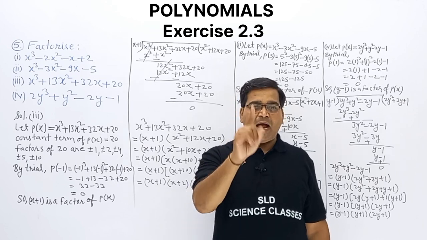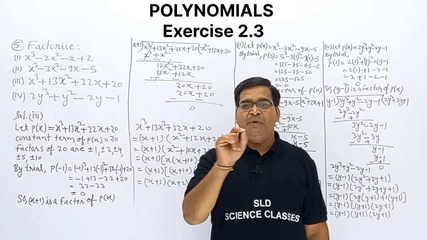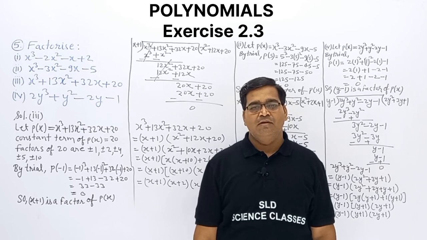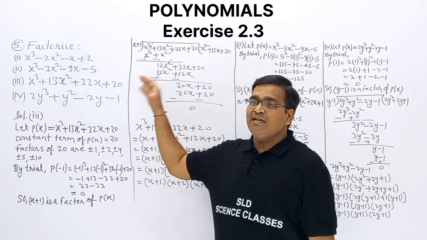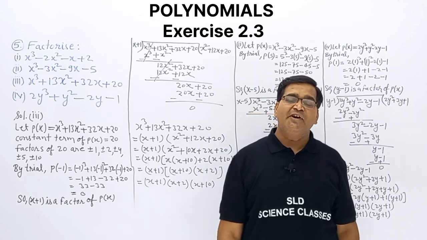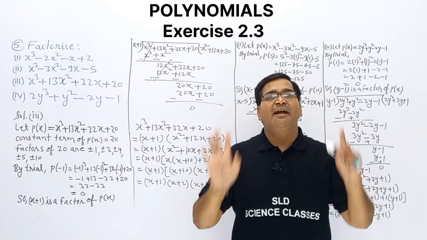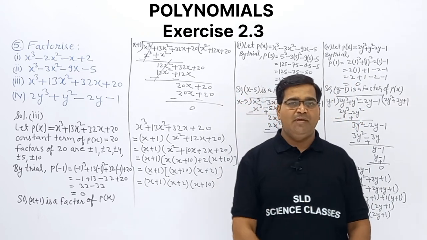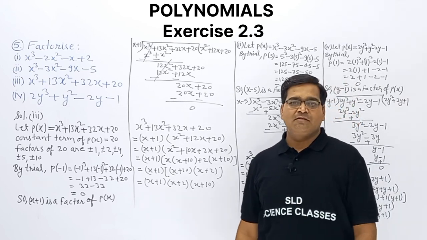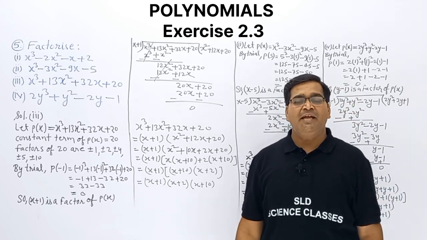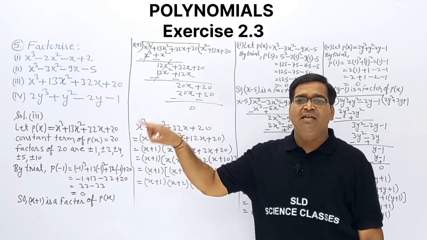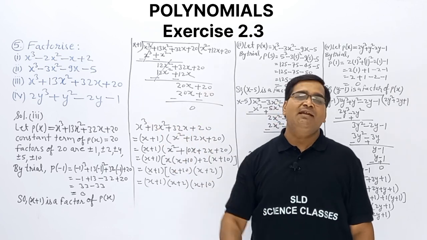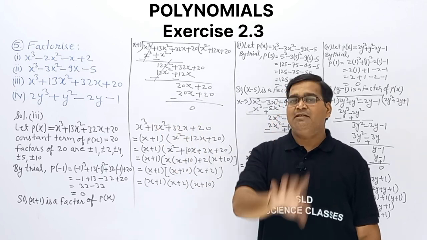In quadratic polynomials, we split the middle term for factorization. Clear? But in the cubic, first we find one factor. Listen carefully how we will factorize a cubic polynomial. In a cubic polynomial, how many factors will we obtain? We will obtain 3. The degree of a cubic polynomial is what? 3. So 3 factors we are getting.